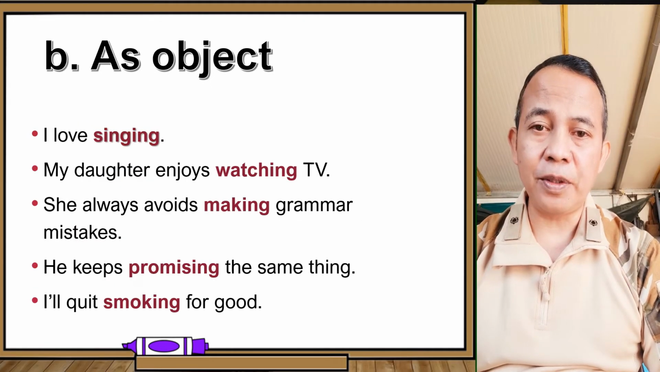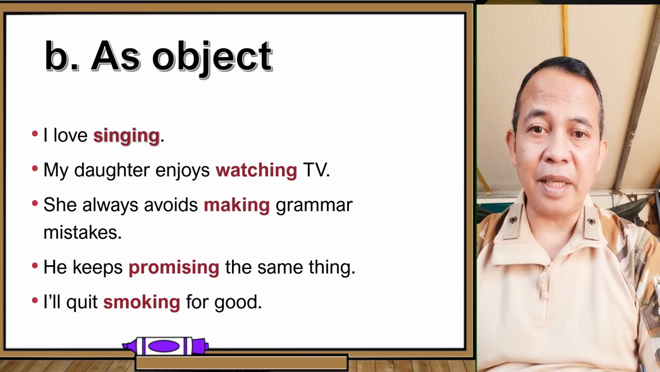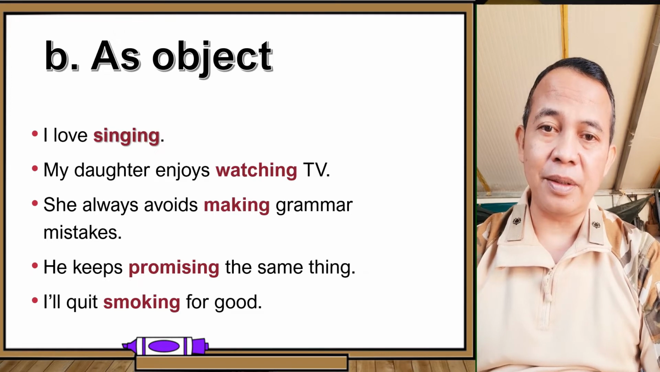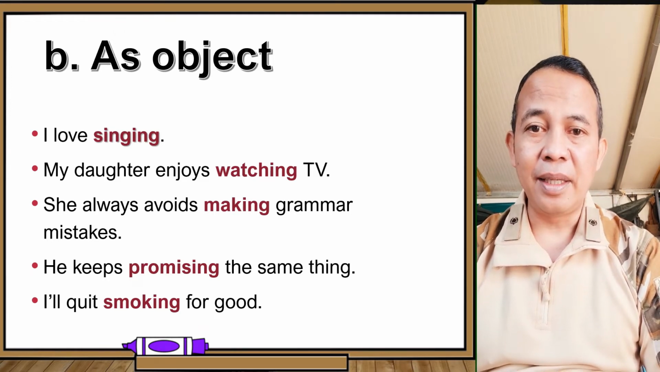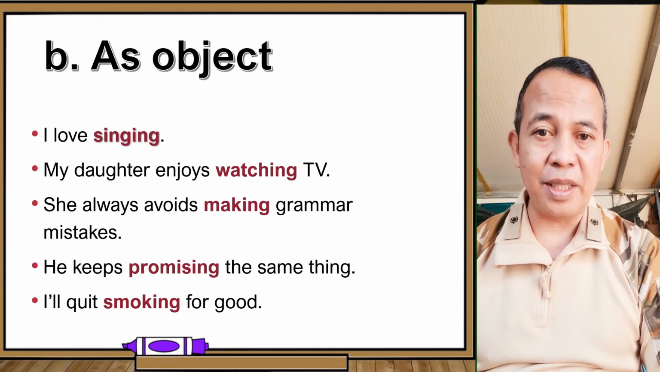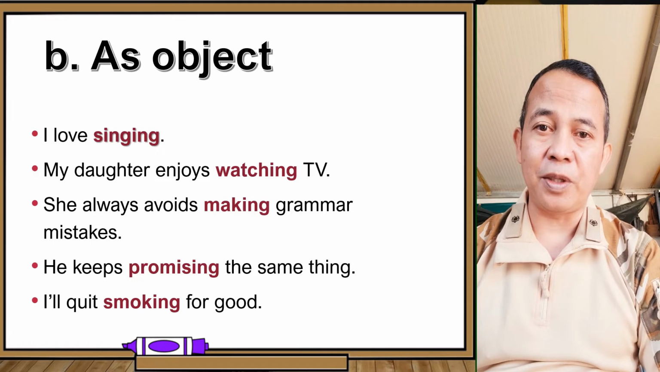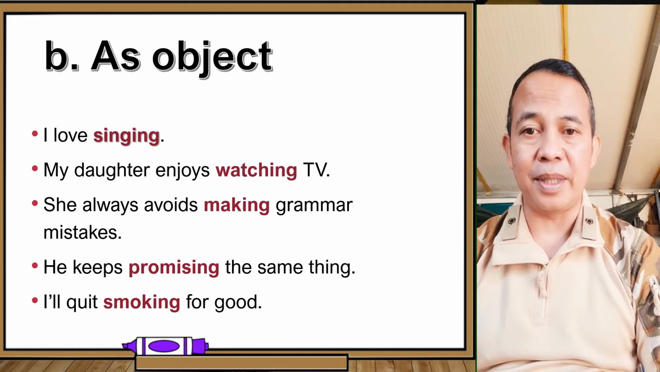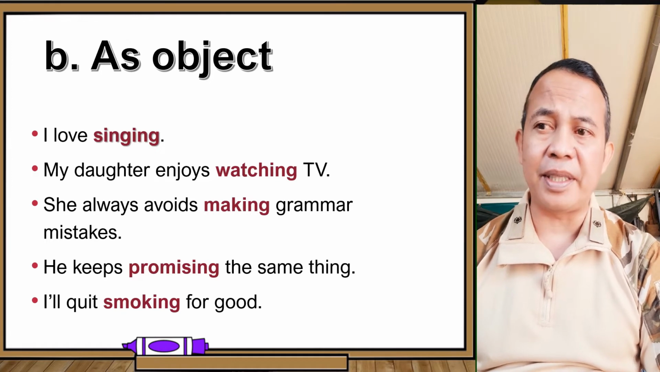The second position of a gerund is as object. Since in this case the verb has already been changed into a noun, we have to treat this word just like other nouns. One of the positions of a noun is as object. Because it is an object, you need a verb before this word. In my slide, I wrote down five sentences.